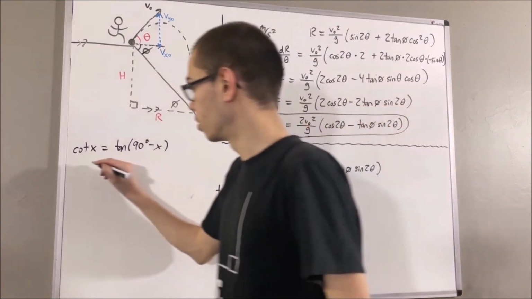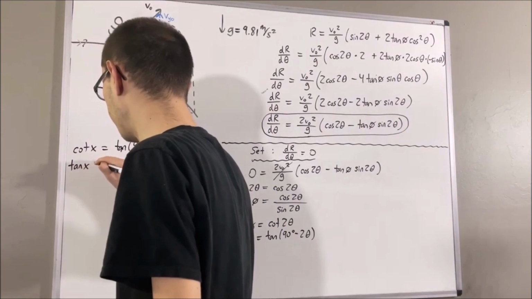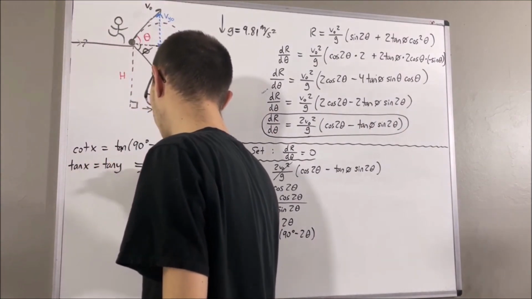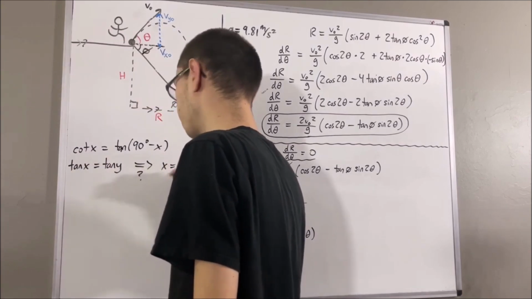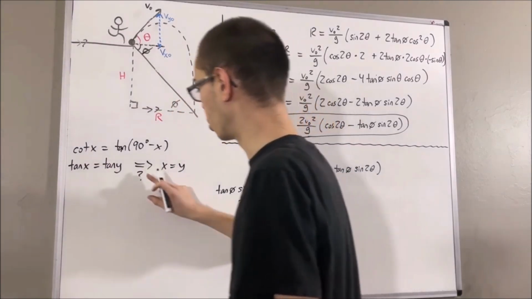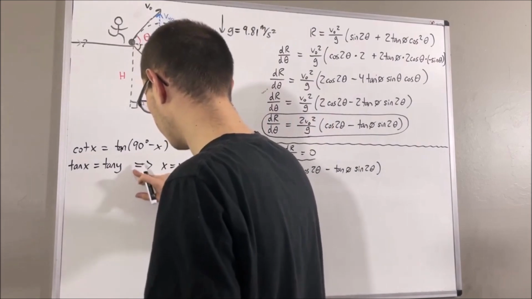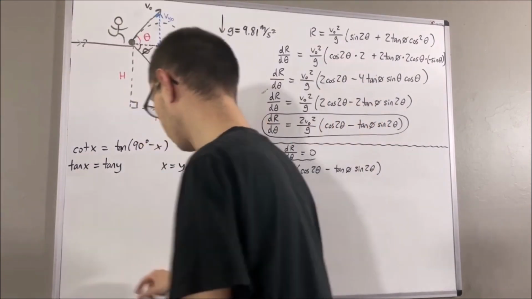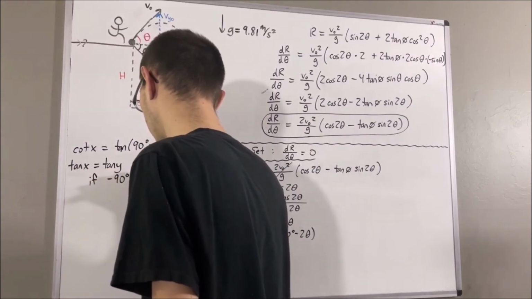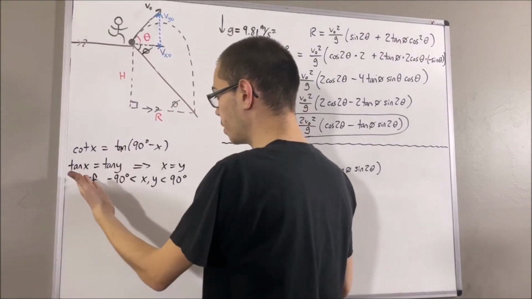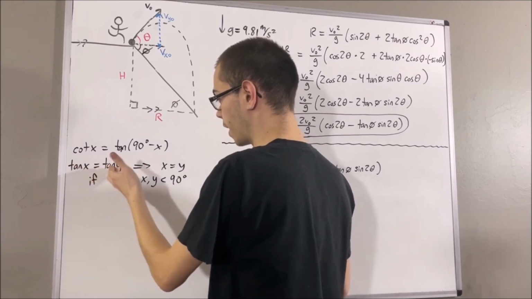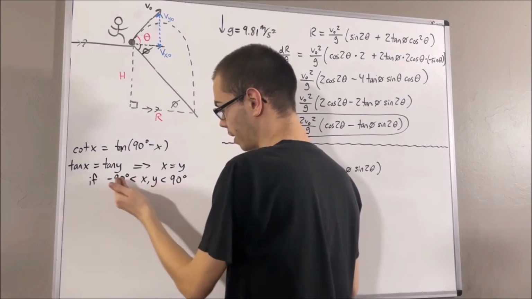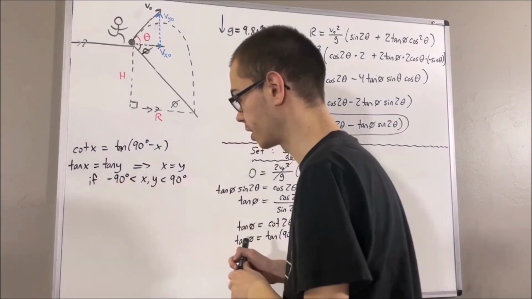Now, in general, if we have tangent of x equal to tangent of y, does this imply x is equal to y? Well, in general, no. This is not necessarily the case. However, we can be sure that tangent of x equals tangent of y implies x equals y if x and y are both angles between negative 90 degrees and 90 degrees.